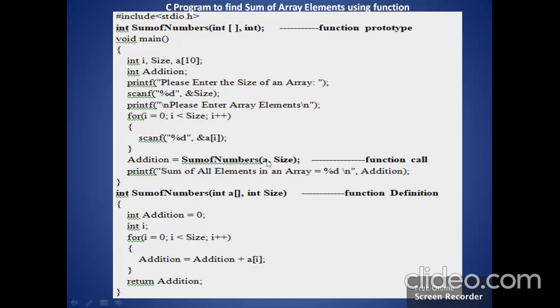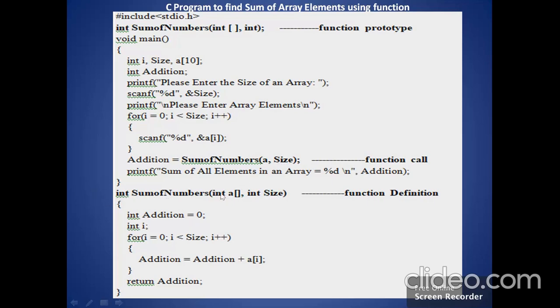This A represents the array name. Actually, what we are passing to the called function is the base address of the array A. Then we have size. Inside the variable size, we will have the value of the size of the array. That value will be passed to the called function. Then next, the control comes to the called function.